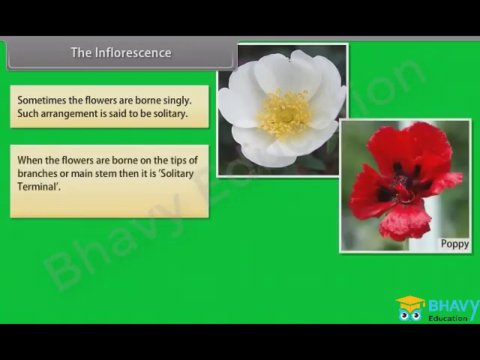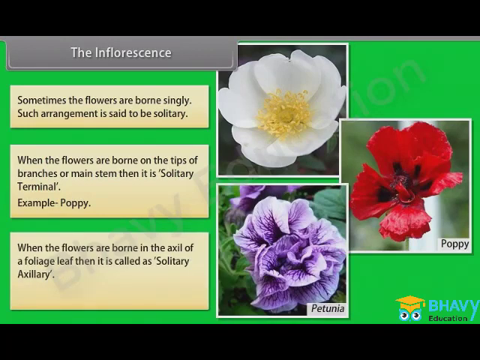When the flowers are borne on the tips of branches or main stem, then it is solitary terminal. Example, poppy. When the flowers are borne in axil of a foliage leaf, then it is called as solitary axillary. Example, petunia, hibiscus, rosa sinensis.